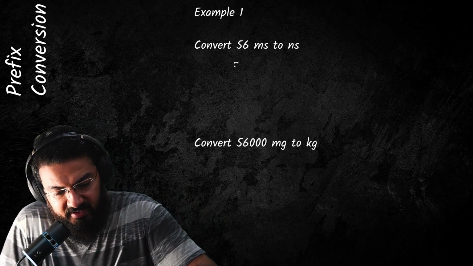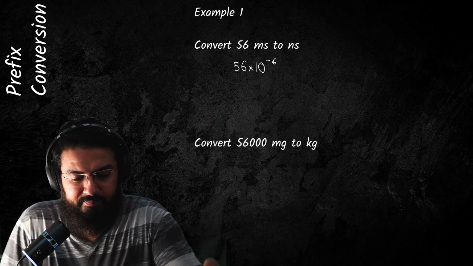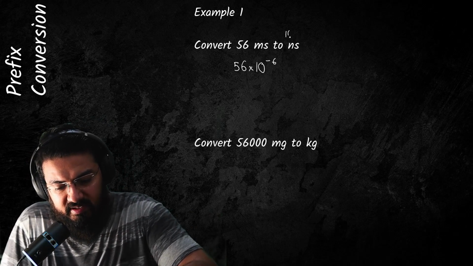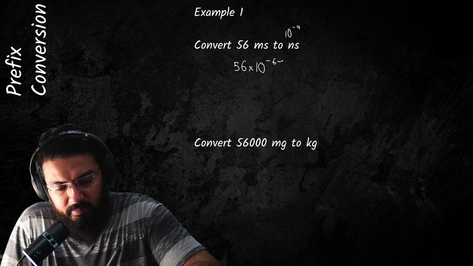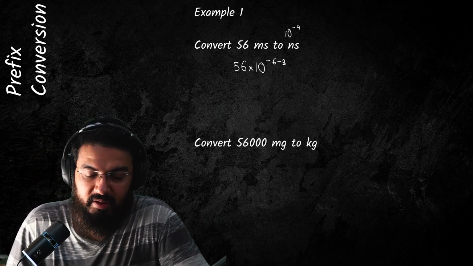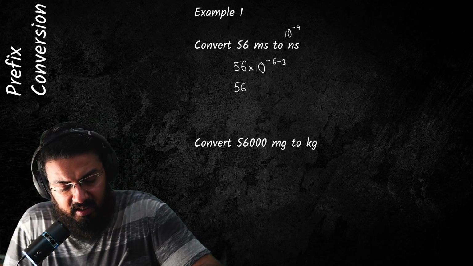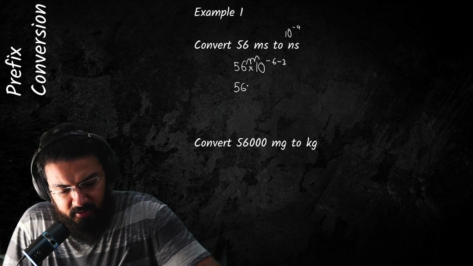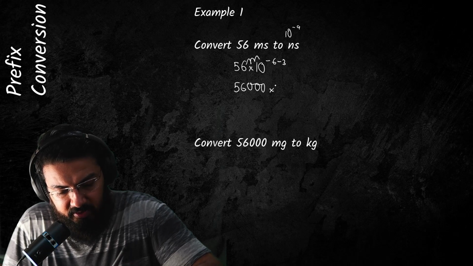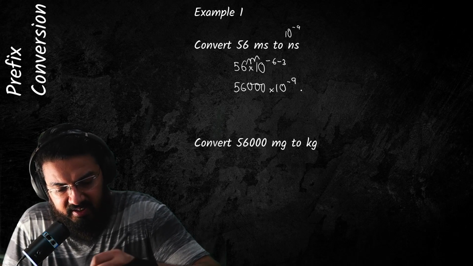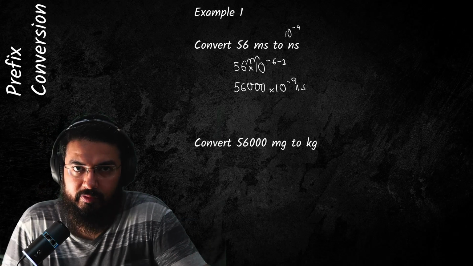So you've got 56 times 10 raised to the power minus 6, and nano is 10 raised to the power minus 9. So I need to subtract 3. And to subtract, you move to the right. So this right here is going to be 56, I move to the right, so 1, 2, 3. It's going to be 3 zeros times 10 raised to the power minus 9. And this right here would be in nanoseconds.